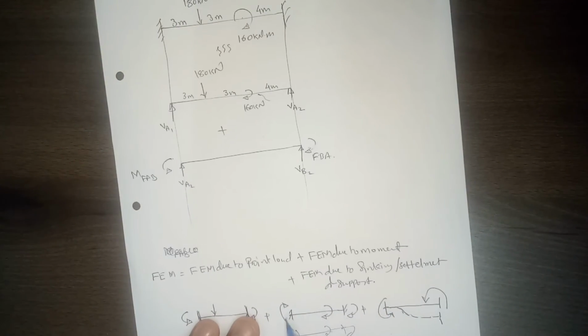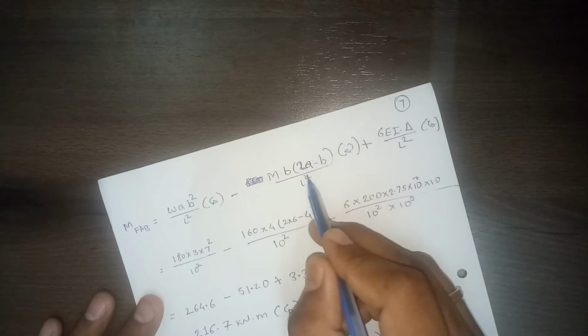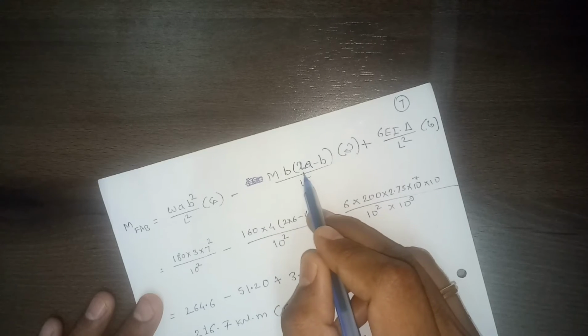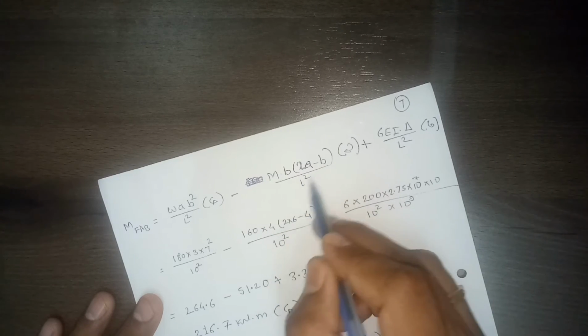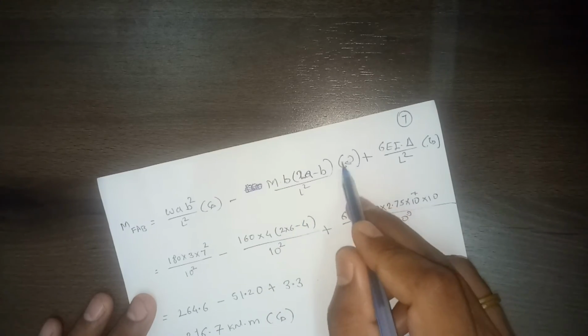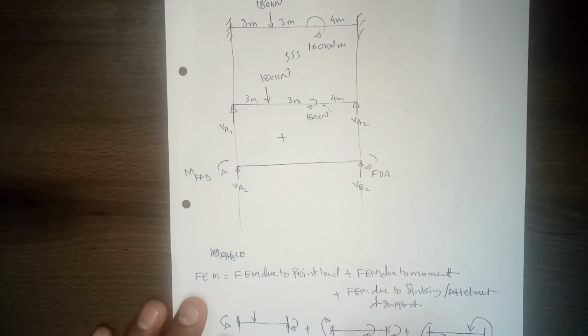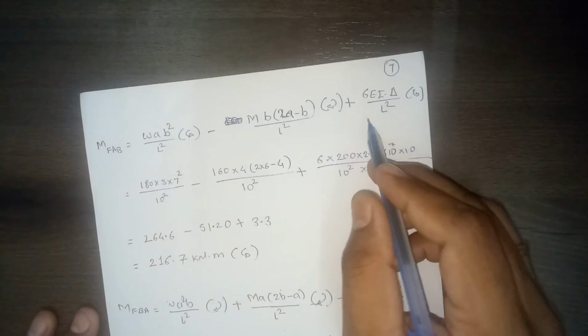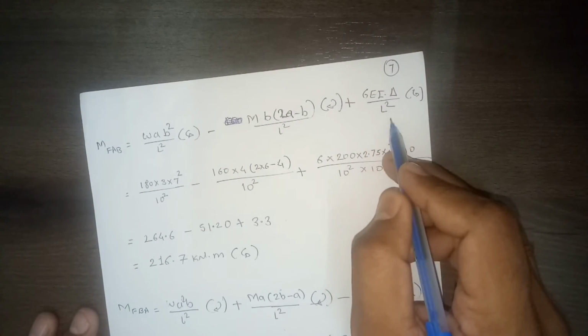So here, with this sign, it is 2a minus b. So M into b in bracket 2a minus b by L square, and this moment is a clockwise moment. And since we are assuming anti-clockwise positive, this will be minus, and this will again be plus. So plus 6 EI delta by L square.